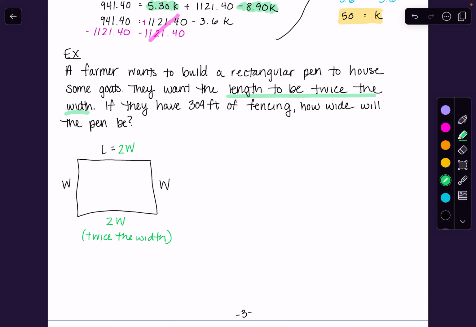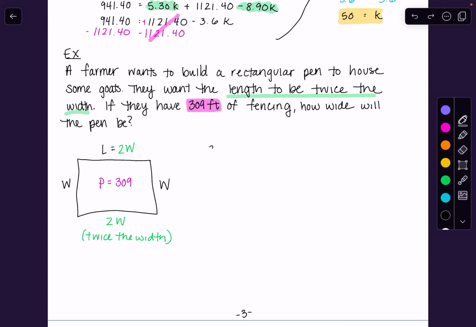Now I still need to set up some kind of equation, and so the only numerical thing I haven't used yet is this 309 feet. So if this is how much fencing they have, that's representing the perimeter. So the perimeter for this is going to be 309. Okay. So I can set up an equation. If I add all 4 of these sides together, it should end up equaling 309.